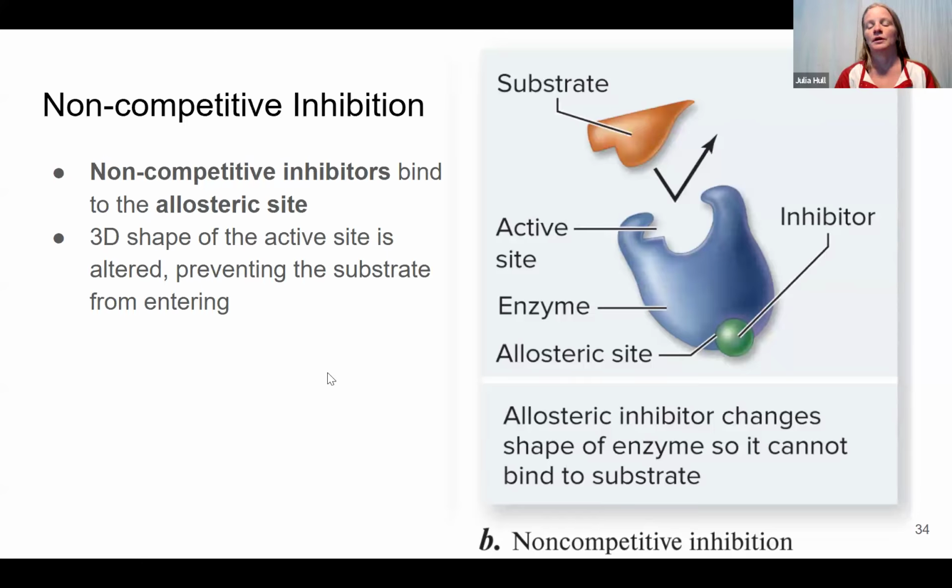Okay, so make sure that you know the difference between competitive inhibition and non-competitive inhibition, because these are things that I like to have you guys draw on exams.